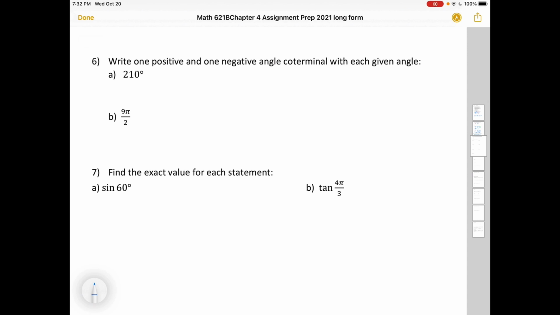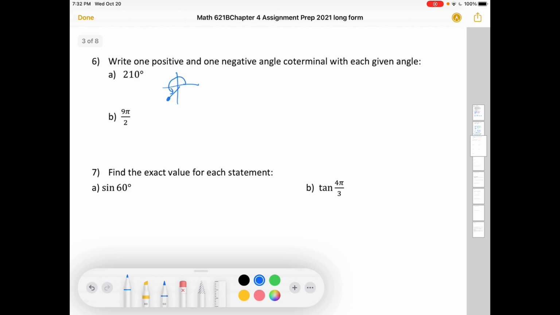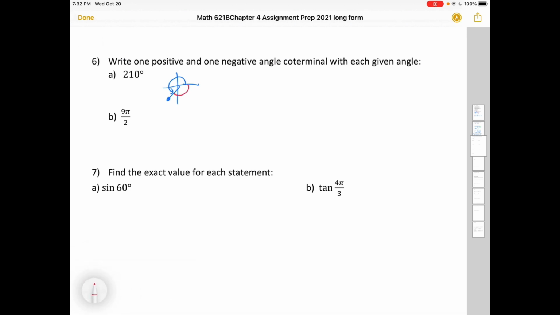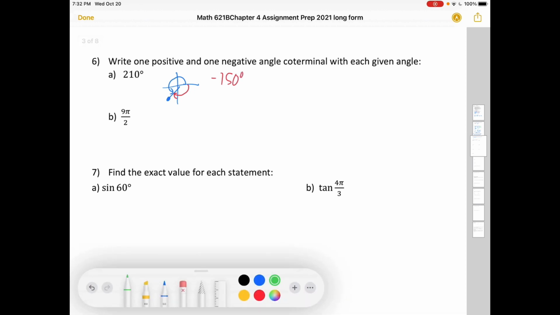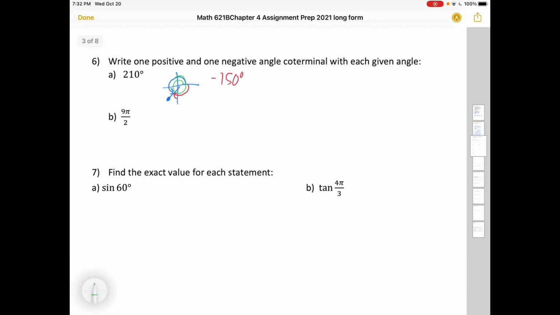All right, coterminality. So coterminality has to do with whether angles end up in the same place. So there's 210 degrees. I mean, what's a coterminal buddy to it? Well, this one right here, negative 150. It's not the only coterminal negative angle to it. Coterminal positive angle, that would be maybe an extra revolution. So that would be 210 plus 360, which could give us 570.